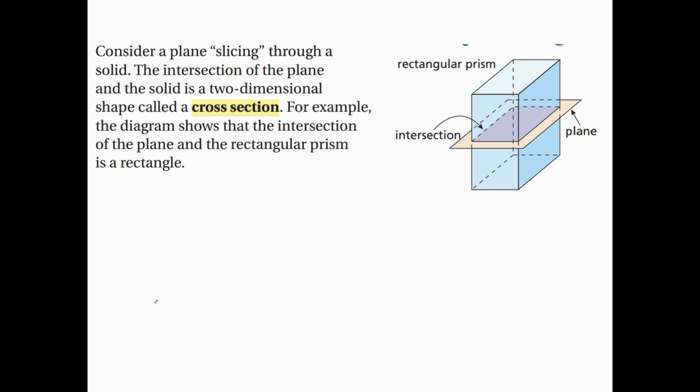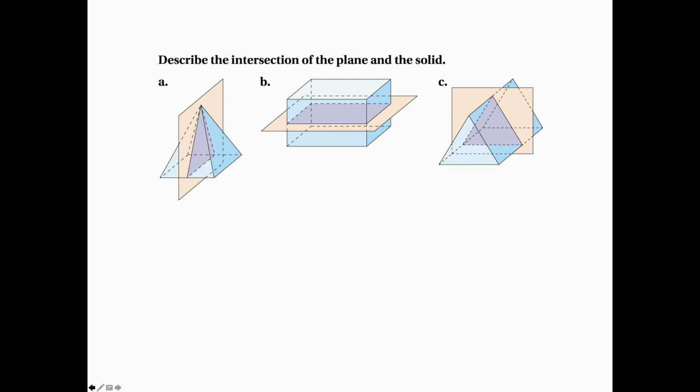So in this example, the diagram shows that the intersection of the plane and the rectangular prism is a rectangle, right? You can see that right here. That's a rectangle, when I have this plane intersect the rectangular prism. All right, so let's look at some examples. The video is going to pause, and you guys are going to tell me the purple shape that you see, because that is the intersection of the plane and the three-dimensional object. So the video is going to pause now.